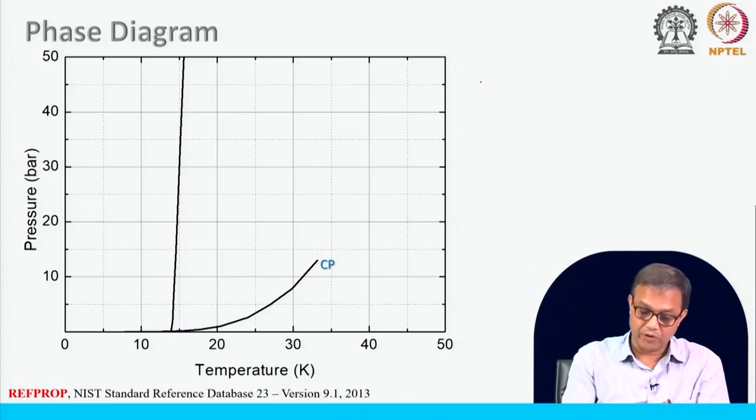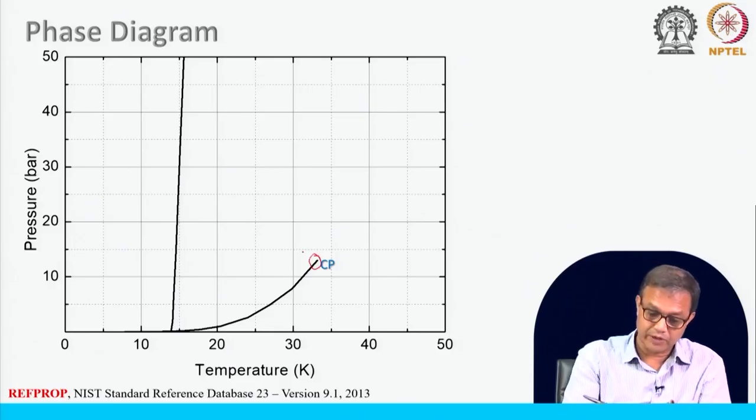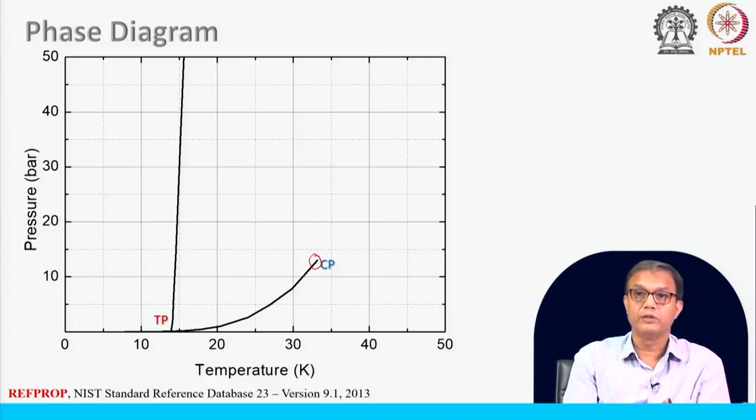This is the critical point. This is what is the critical point. So, the corresponding value we will check later. This is the triple point where all these three phases will coexist: vapor, liquid and the solid.